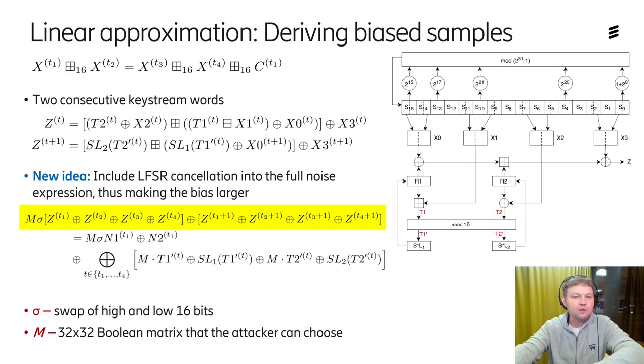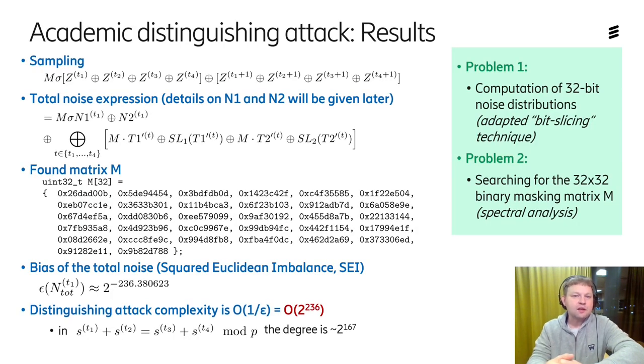In our attack, we chose a straightforward form of the sampling equation given in the yellow box, and there the attacker only needs to choose a single binary masking matrix M. As a result, we took a simple form of sampling, which is then equal to the biased noise expression. We found the masking matrix M that effectively made the bias of the total noise be 2 to the power minus 236. We actually use squared Euclidean imbalance for the bias computation. It means also that the complexity of a distinguishing attack is 1 over the bias.